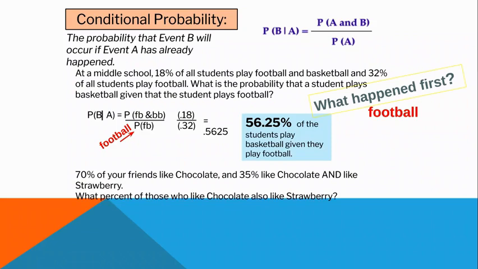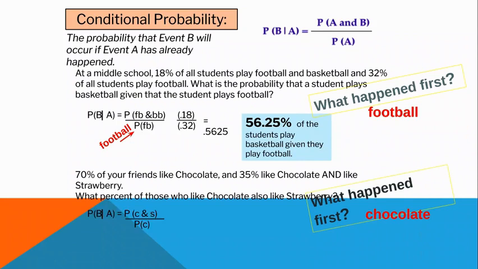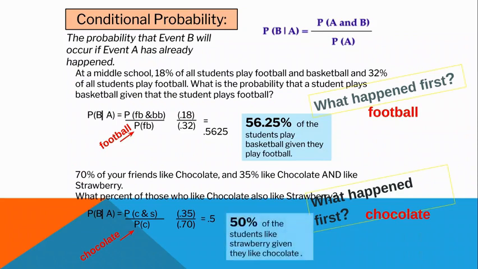70% of your friends like chocolate. I'm assuming this is ice cream. And 35% like chocolate and strawberry. What is the percent of those who like chocolate also like strawberry? So what happened first? Chocolate. So that's my denominator, 70% like chocolate. My numerator is going to be the ones that like chocolate and strawberry. So 0.35 over 0.70. When you divide that in your calculator, you get 0.5, which is 50%.